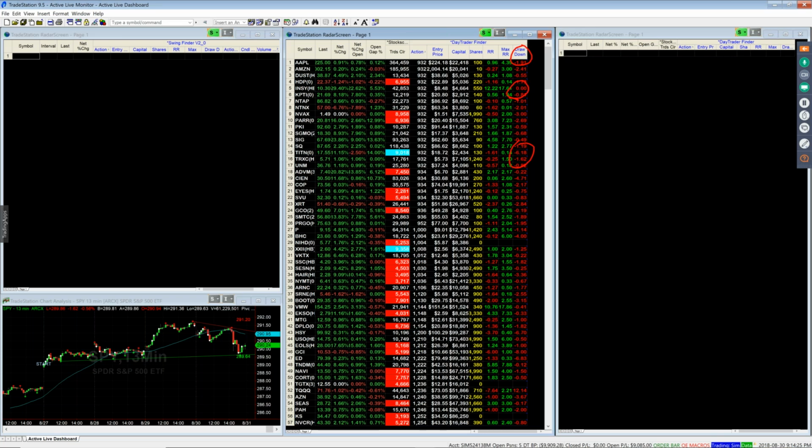And even though it closed the day at minus 1.6, if you had a stop at minus 3, of course you would have been stopped out. And instead of losing 1.6 RR, you would have lost minus 3 if you had your stop at minus 3. So those are all the columns in the radar screen.